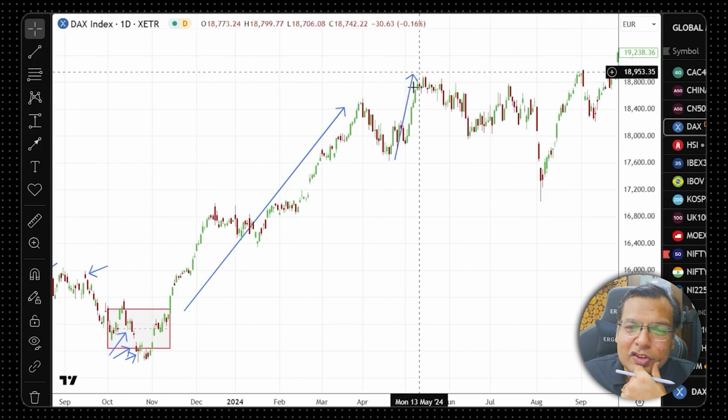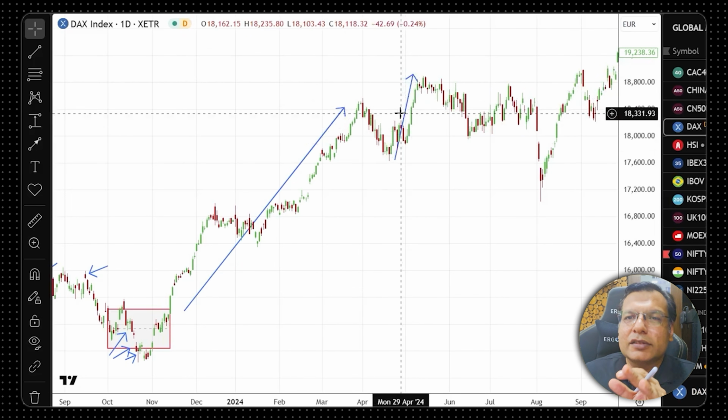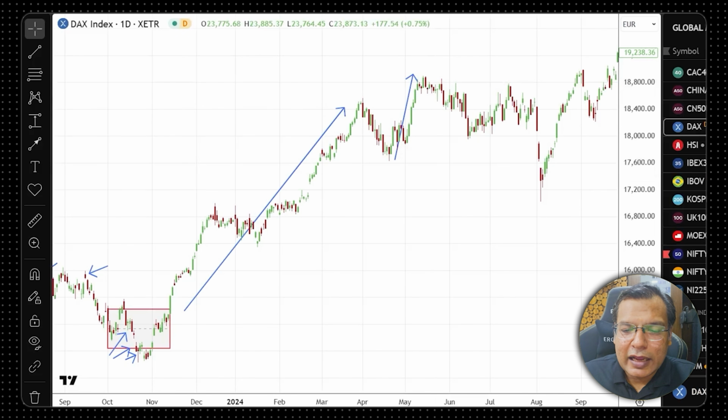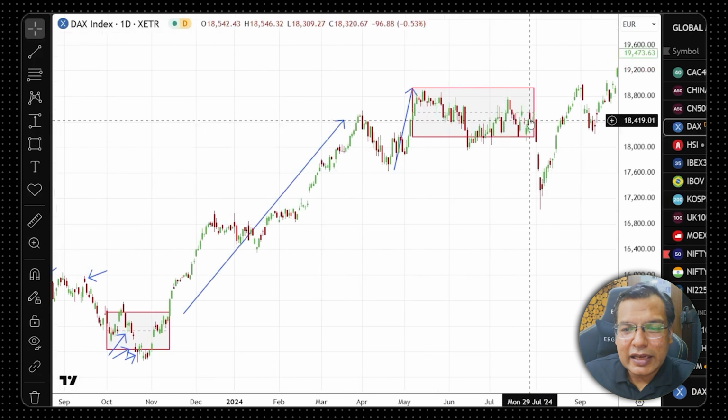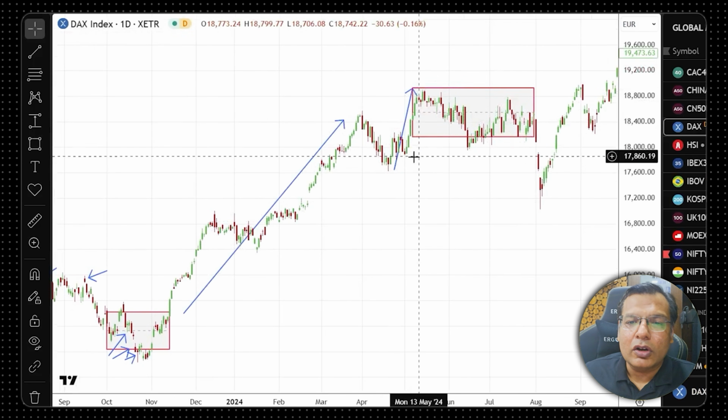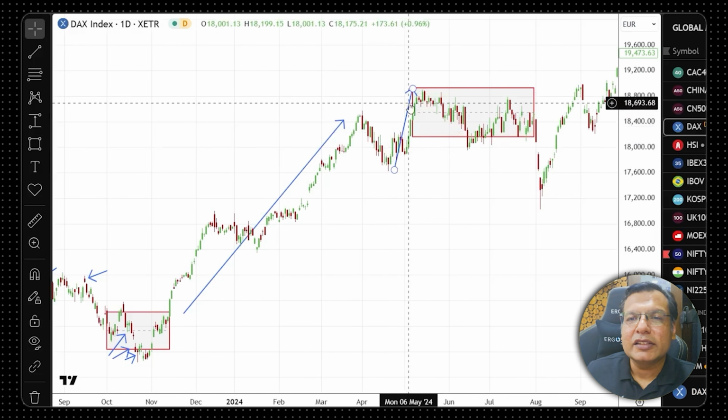So at this point, everyone else who follows the media, who follows their gut, jumps in, and post this, distribution occurs and the market falls down. So this is called the euphoria phase, where the markets have almost perpendicular rallies.